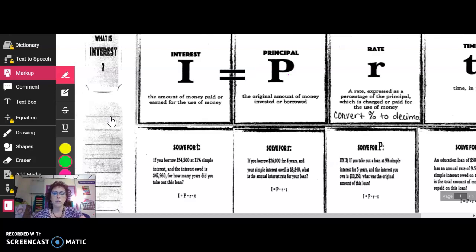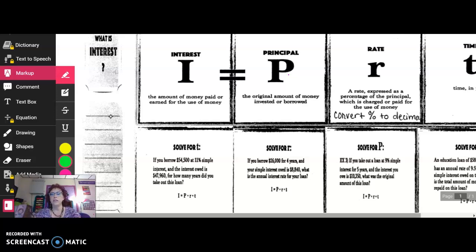So first of all, we will talk about what interest is. If you've ever borrowed money from someone and you had to pay that money back, but you had to pay back more than you borrowed, then you paid that person interest. If you buy a vehicle, borrow money from the bank, you're going to pay back the cost of the vehicle, but you're also going to pay back extra because that's how banks make their money. So interest is the amount of money paid or earned for the use of money.